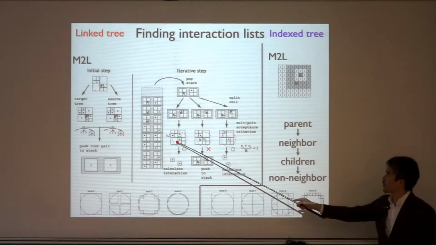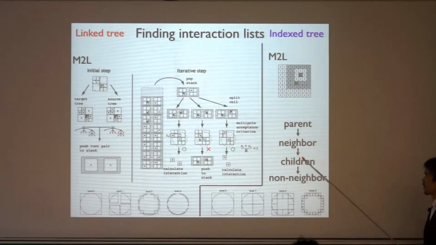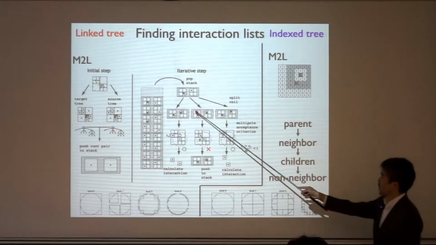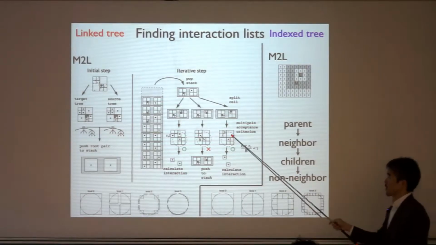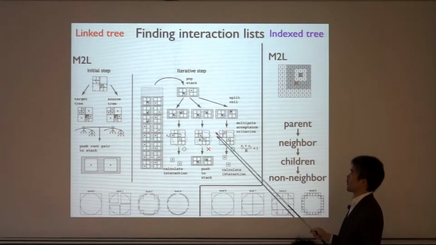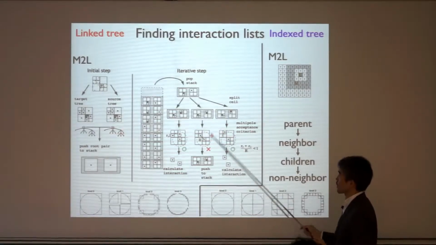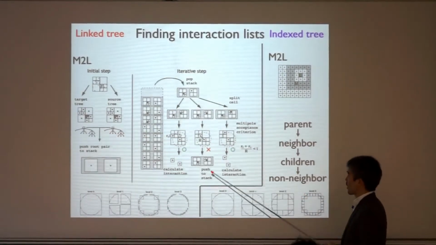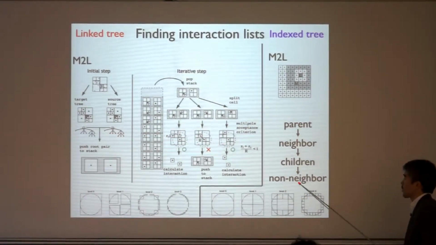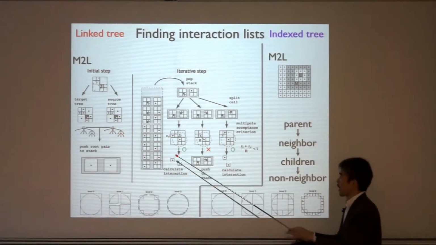Then, once you have those cases where you're looking at the children of the neighbor of your parents, all you need to do is determine if it's a non-neighbor. So you just need to determine at this point, at every level, that they are not neighbors. If they're neighbors, you leave it for the next round, and then you subdivide again. So that's an implicit way of satisfying this: parents' neighbors, children that are not neighbors.